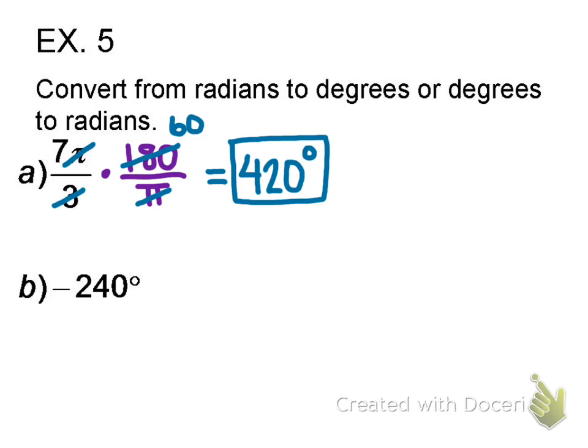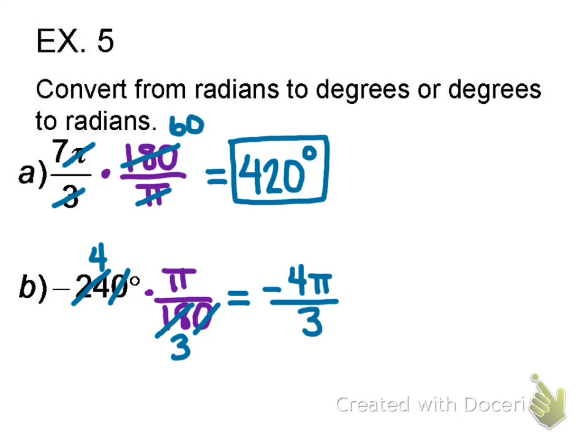Same thing for B. We're going from degrees to radians this time. So we're going to multiply by pi over 180. So I'm going to reduce my fraction as much as possible. Those zeros are going to cancel. It's like doing 100 divided by 100. Then 24 over 18 I know can reduce to 4 over 3. So now I can just multiply everything and rewrite it as negative 4 pi over 3. So negative 240 degrees is the same as negative 4 pi over 3 radians.